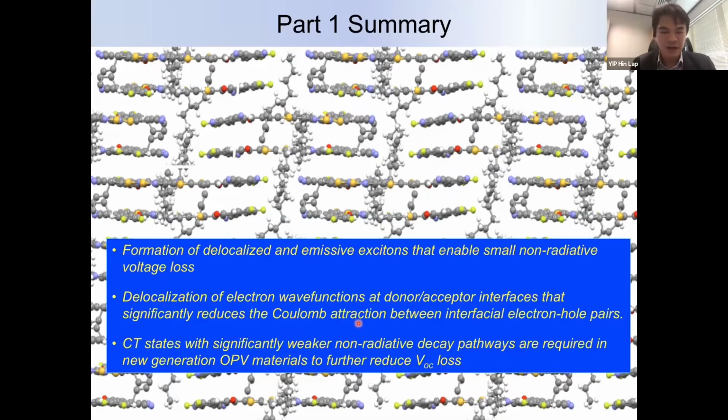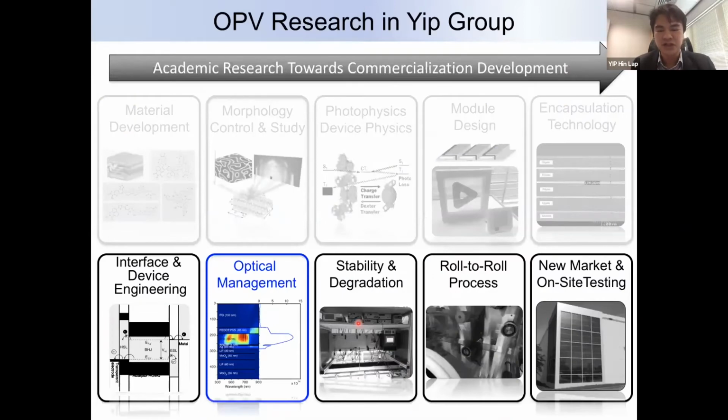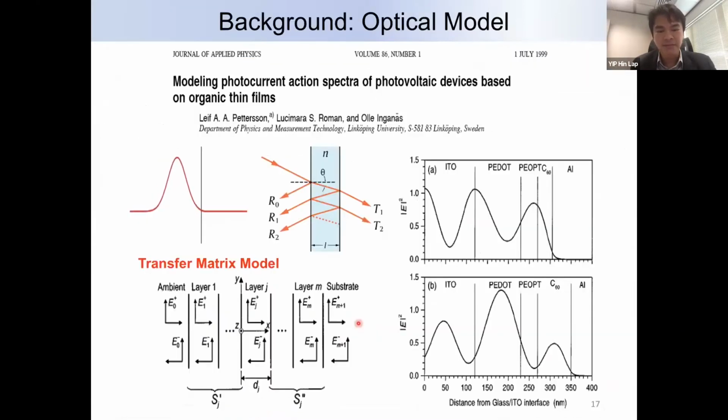So with a few more minutes, I would like to share with you the other area we are working on, which is the optical management for OPV. And as I mentioned, the semi-transparent property is very important for this new OPV application, and it requires us to understand better the optical properties in organic solar cells. So we adopt the so-called transfer matrix model, which is based on the fact that when light travels from one medium to the other medium, it will either get reflected, absorbed, or transmitted.